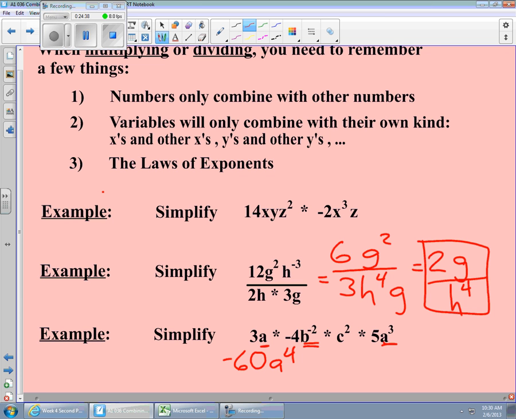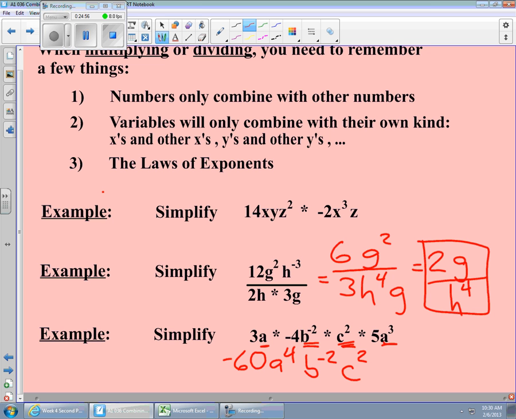Let's look for some b's. There are some. Any other b's? No, I don't see any. So we got some b to the negative 2. How about some c's? Just those? C squared. Is this good? Is this our answer? No, not quite. What's wrong?